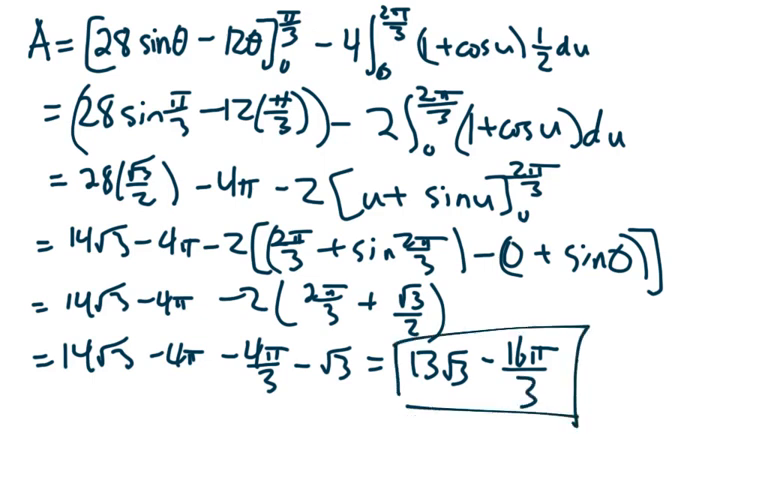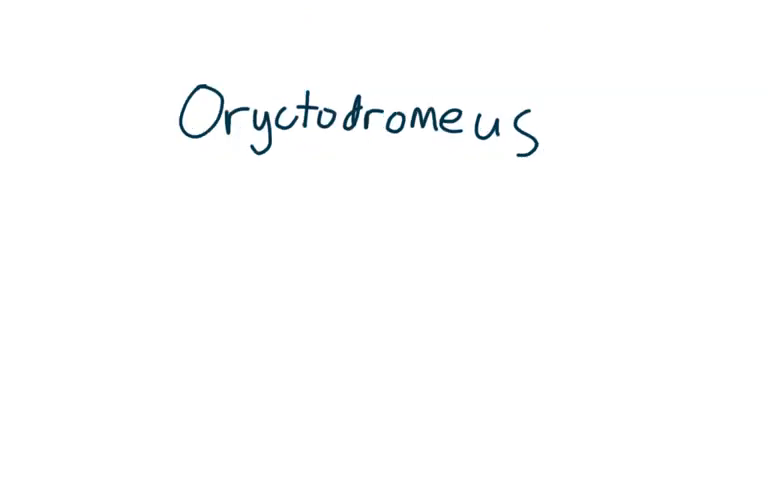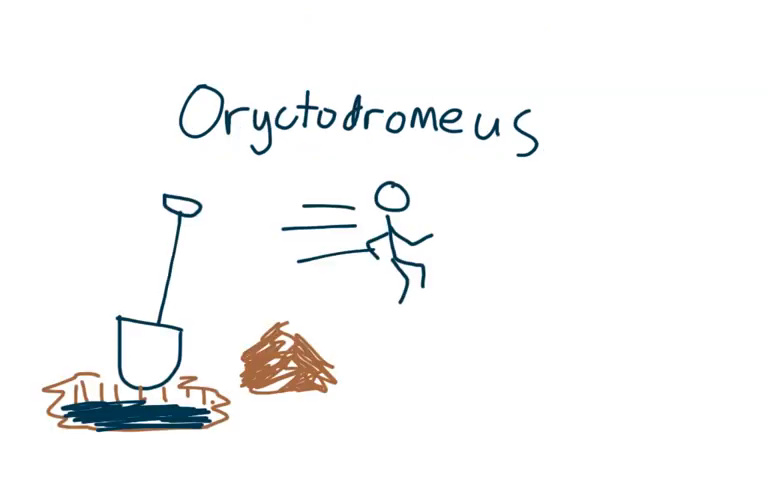Ta-da! Now, because this example took so gosh darn long, we're going to save the second example of the area between two curves for next time, and we'll leave you with the dinosaur of the day, Oryctodromeus, the digging runner.